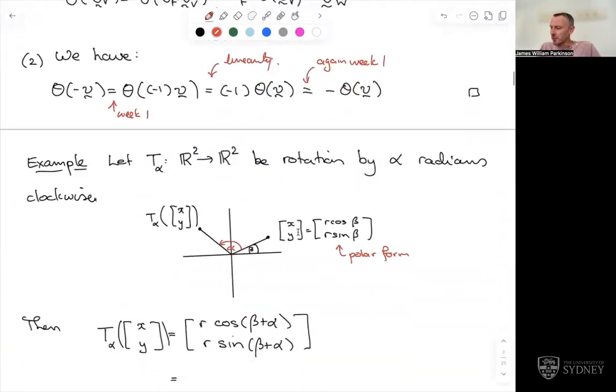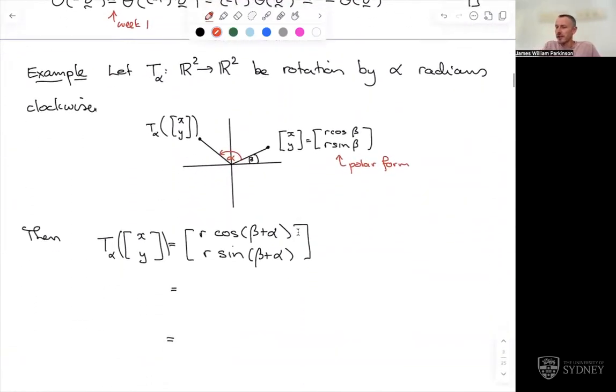Okay, time for some examples though. Let's do a geometric example first. Let alpha be a real number, and let t subscript alpha be the function from R2 to R2 given by rotating the vector xy by alpha radians clockwise. So here's a little picture. We've got our vector xy, and then I've swung it around by alpha to t subscript alpha of xy.